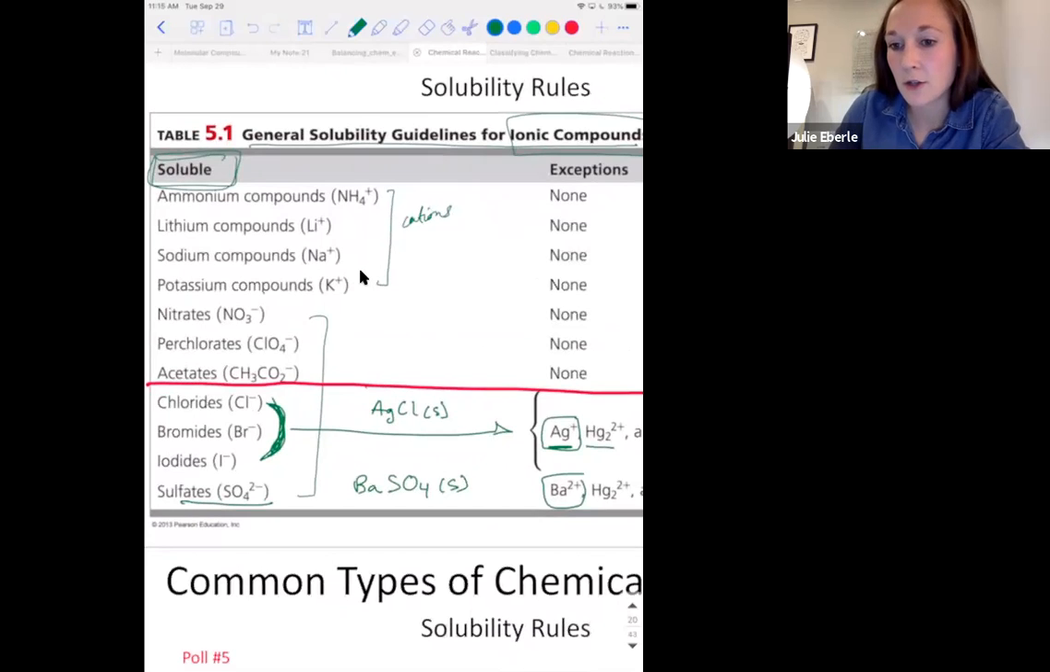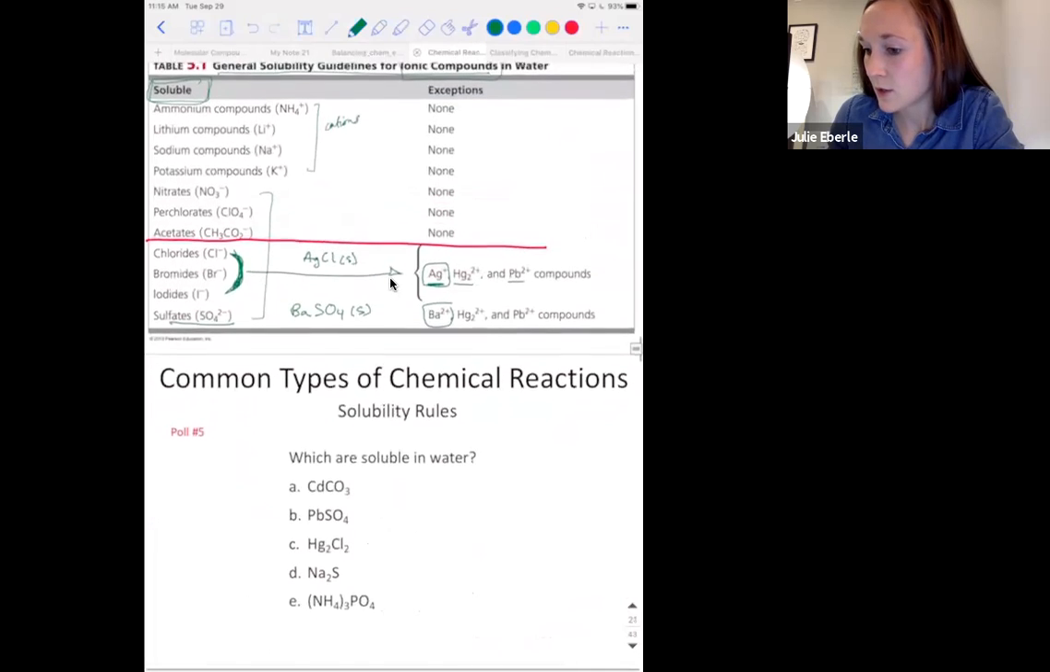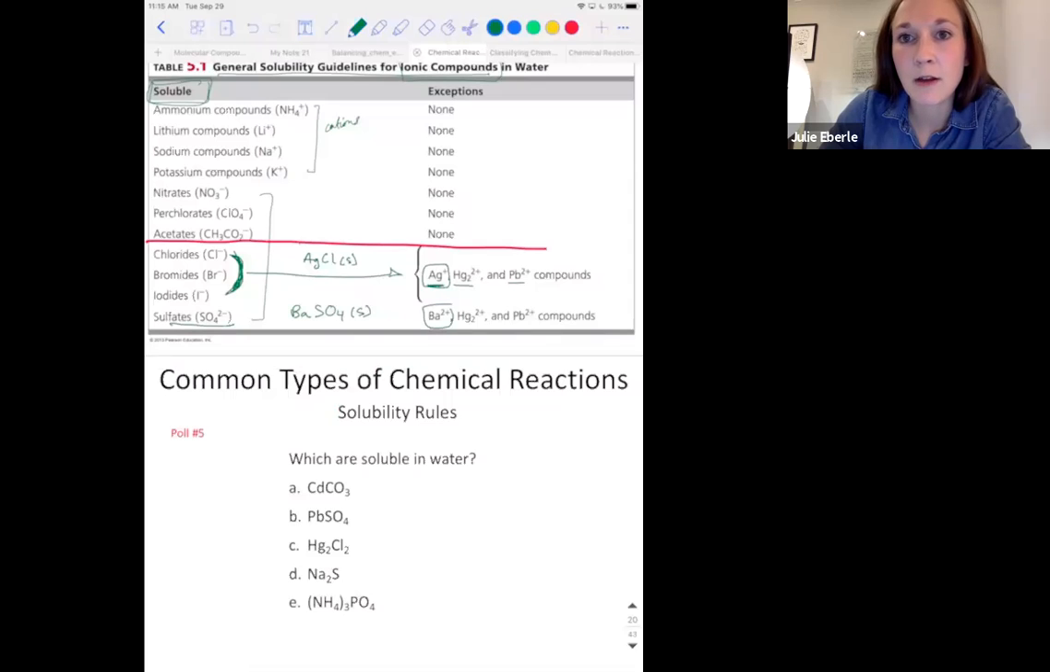So let's check your understanding here. I want you to look at these compounds. I'm going to zoom out so that you can see the solubility rules, as well as these A, B, C, D, E compounds down here on the next slide. I'm going to run my first poll. The poll is these 5 compounds. Actually, I think you have to answer all 5 before you can submit your response. All right, I'm going to launch the poll.